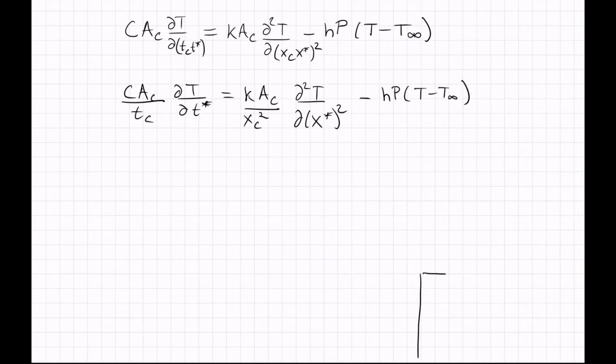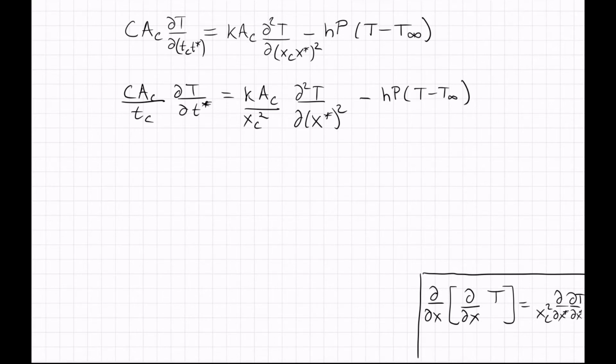If I'm unsure why the x c squared comes out, it's probably easiest to think about this as separating the partial derivatives and doing them twice. Each time you have a partial derivative with respect to x, it's going to pop out a factor of 1 over x c, and then that operation happens twice. What I'm going to do from there is divide through by c times a over t c in order to group all the prefactors into some simple looking things.